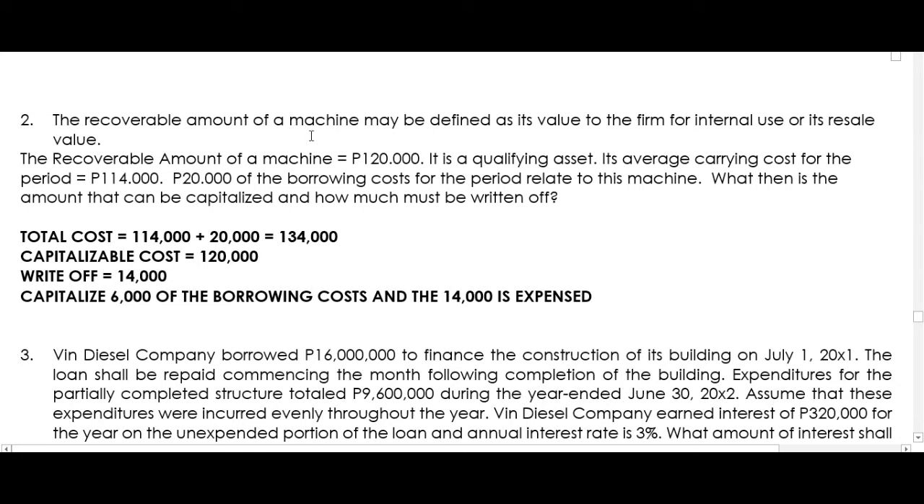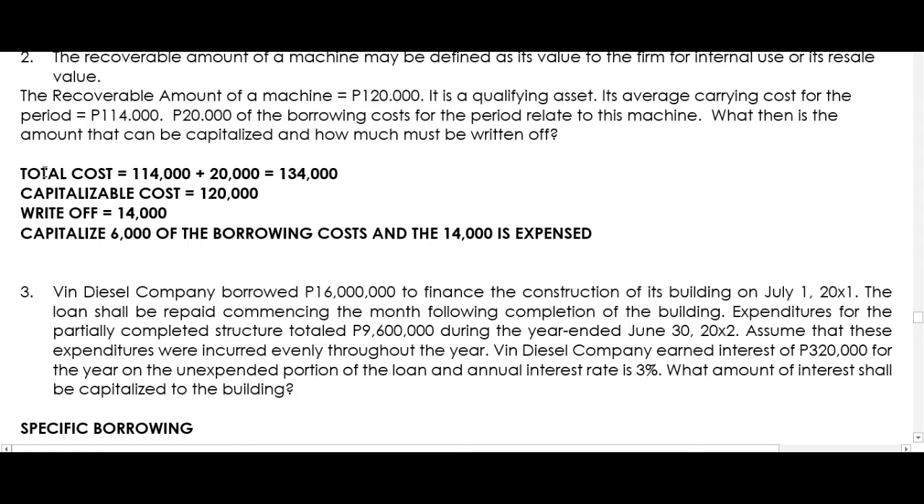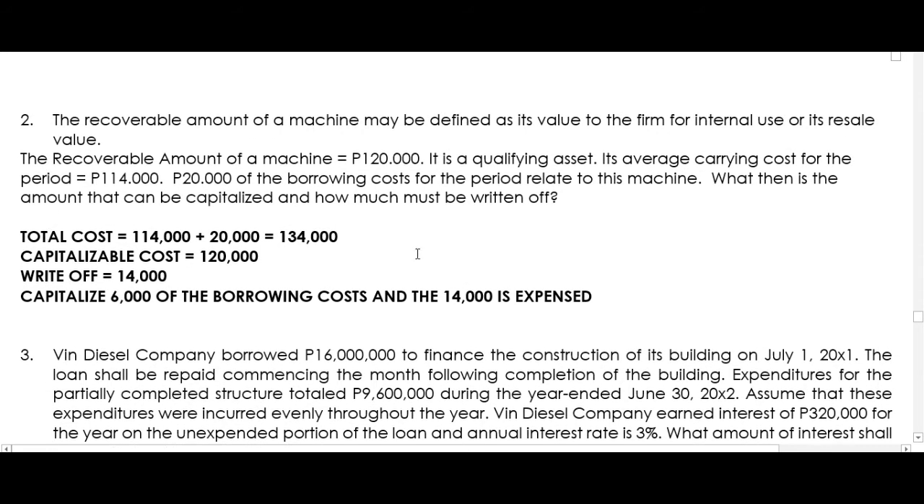The recoverable amount of a machine may be defined as its value to the firm for internal use or its resale value. So, kakuan lang natin to. So, the recoverable amount of the machine is equal to 120,000. It is a qualifying asset. Its average carrying cost for the period is 114,000. 20,000 of the borrowing cost for this period relate to this machine. Okay? What then is the amount to be capitalized and how much must be written off?